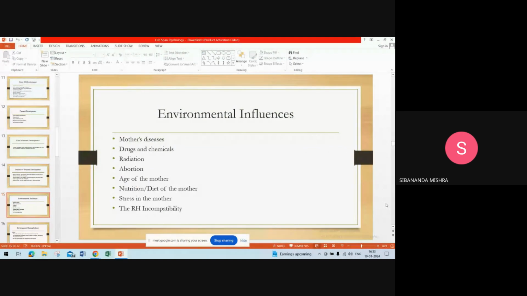Second, environmental influences, drugs and chemicals. For a healthy delivery, it is necessary to avoid any kind of drugs and chemicals. If the doctor advises, then we can use some medicine. Otherwise, it is not advisable. Drugs and chemicals like alcohol, heroin, quinine, aspirin, etc., affect prenatal development. So drugs and chemicals also affect the child. The next is radiation. Radiation is also responsible for causing damage to the fetus.